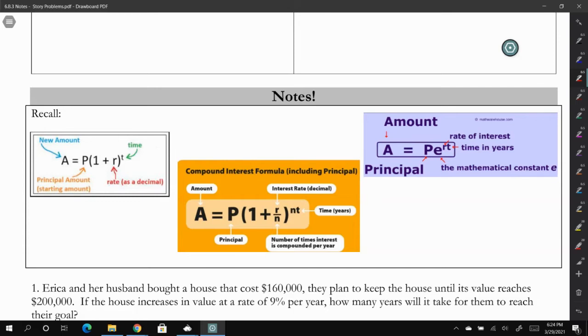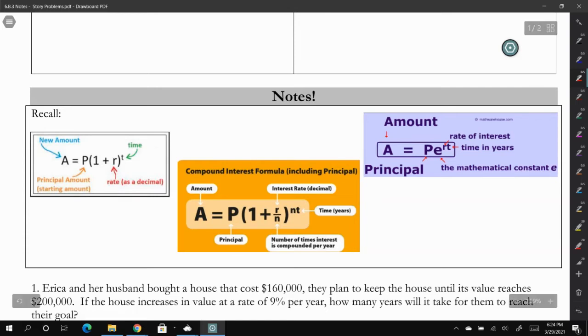Now we're going to switch that, though. We'll say you have $10,000 and your interest rate is 7%. How long will it take for your account to grow to $30,000? So instead of trying to figure out how much money we would have after a certain amount of time, we are now going to figure out how much time it takes for your account or your item to be worth a certain amount of value.